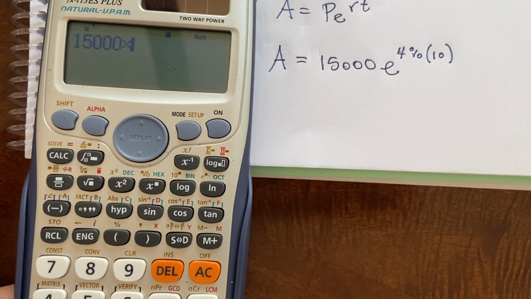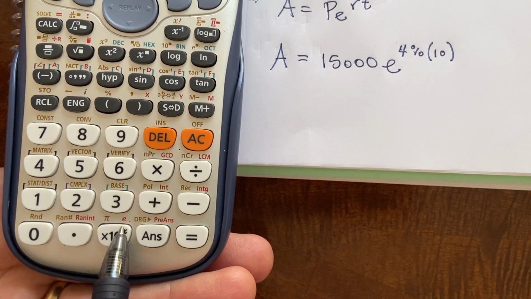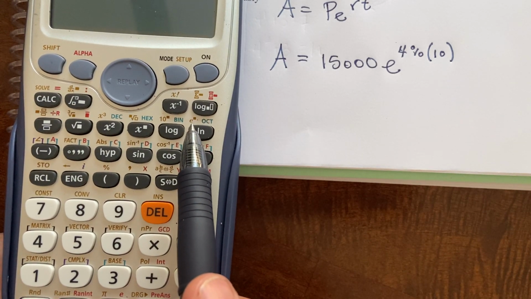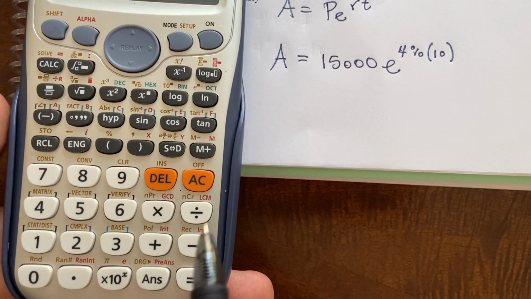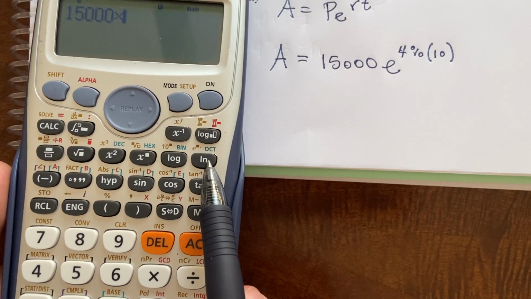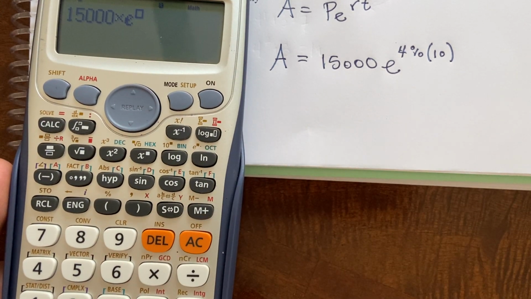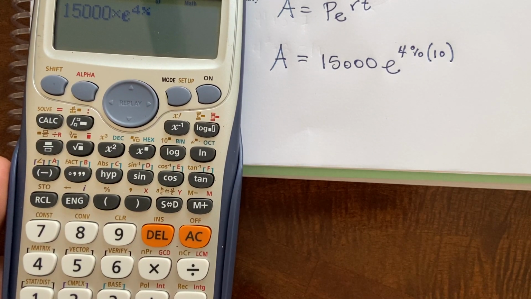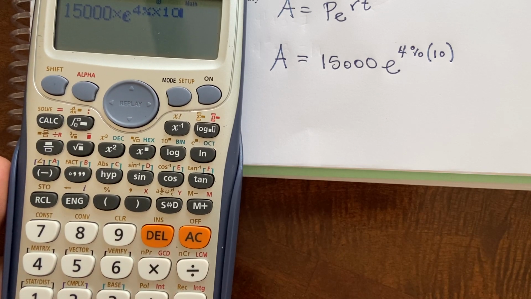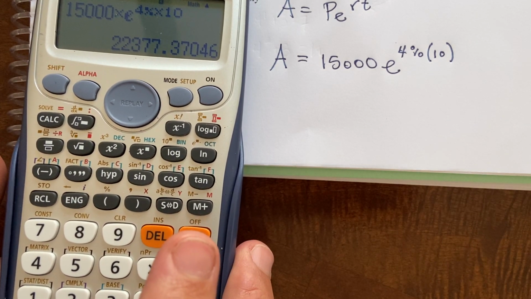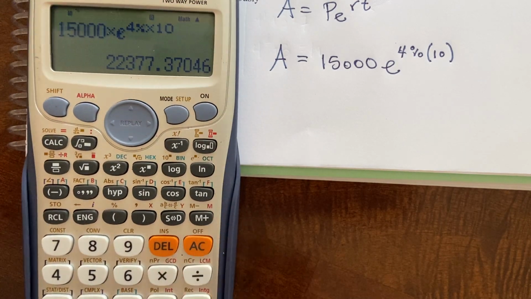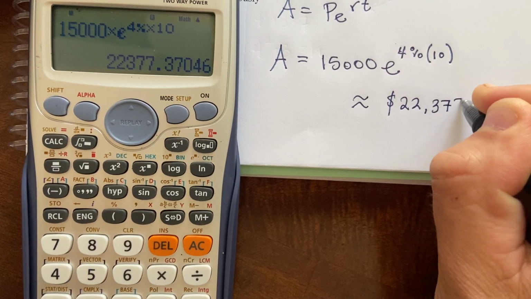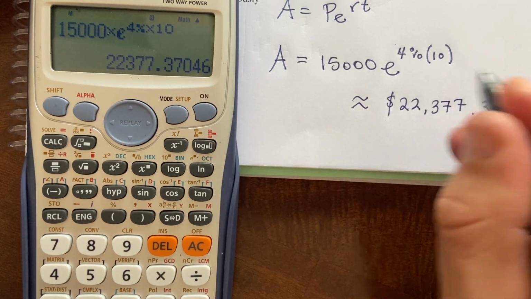So times, and then on my calculator to find E, it's down here. This is one way to locate it. There's also one over here. It's that important. It's 2 places. So I'll actually use this button. So I'll go Shift. Now I have E raised to the 4%. Make sure you have that percent symbol there. It's a big difference if you don't have it. So this is 22,377.37.